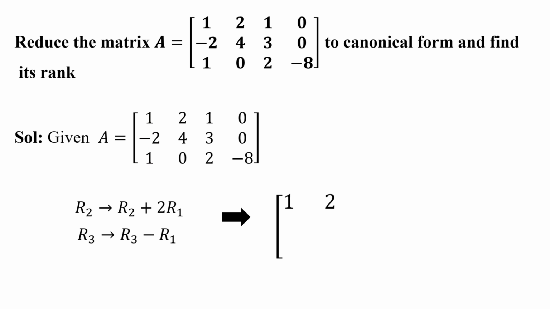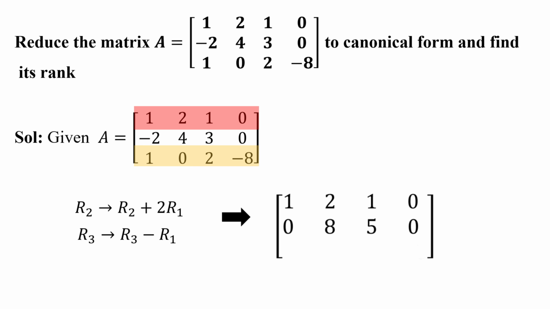Again, the first row will be written as it is. For the second row, we get minus 2 plus 2, 4 plus 4, 3 plus 2, 0 plus 0. For the third row, we are subtracting the first row from the third row: 1 minus 1, 0 minus 2, 2 minus 1, minus 8 minus 0.